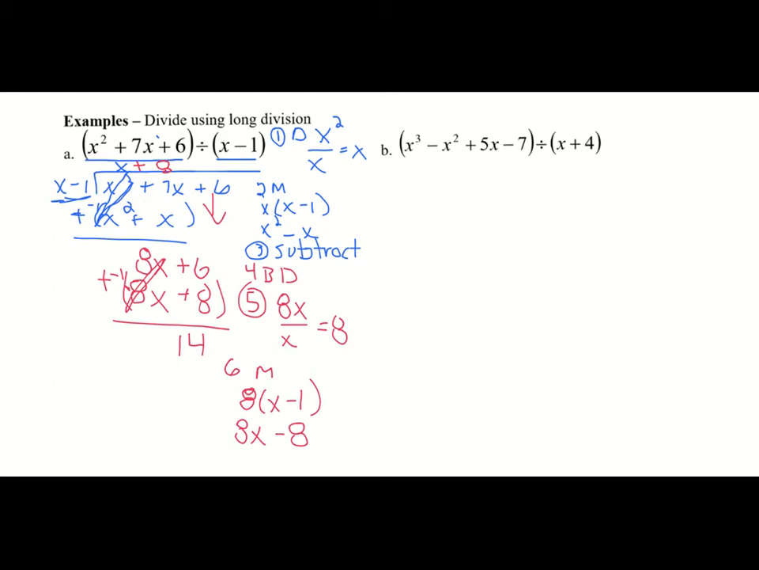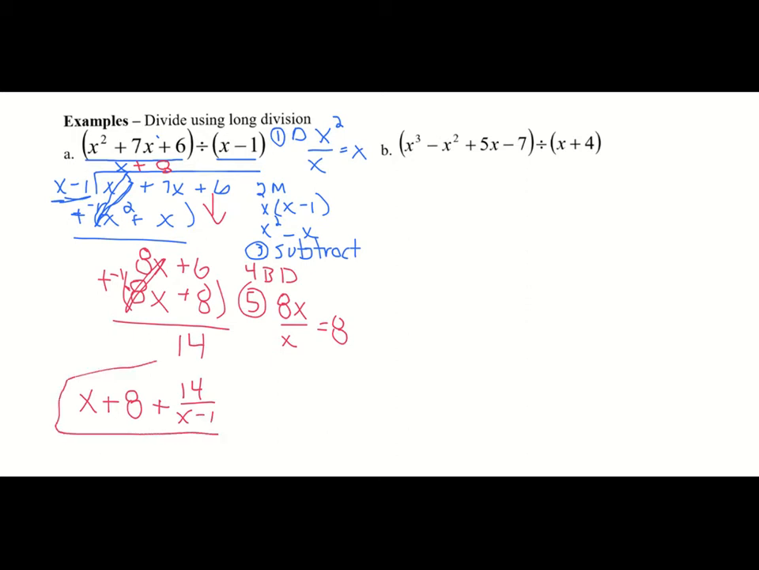And I'm kind of running out of room, so I'm going to do a little erasing down here. But my answer is going to be x plus 8, that's what we had, but then because we have the remainder, remember you have to write it as a fraction, so it's going to be plus 14 divided by x minus 1. And that will be our final answer there. All right, and I am going to erase the work, so if you haven't written it down, write it down, just so we have a little bit of space so I can do the other problem.